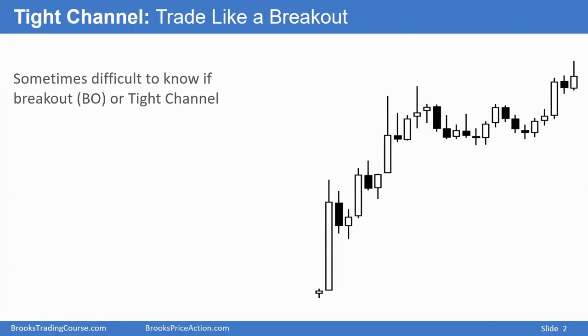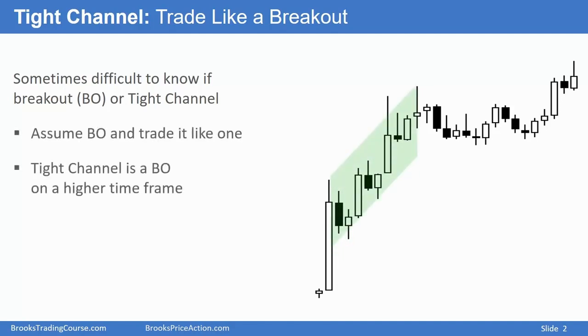Sometimes you see a trend like this. We've got a spike up and then a channel, and it's difficult to know if this is still part of the breakout phase or if it's part of a channel. On a higher time frame chart, it is part of a breakout. And if it's difficult to tell whether it's a breakout or a tight channel, assume it's a breakout and trade it like a breakout and only look to buy, because it is a breakout on a higher time frame chart. And it's clearly a bull trend, so you should only buy.